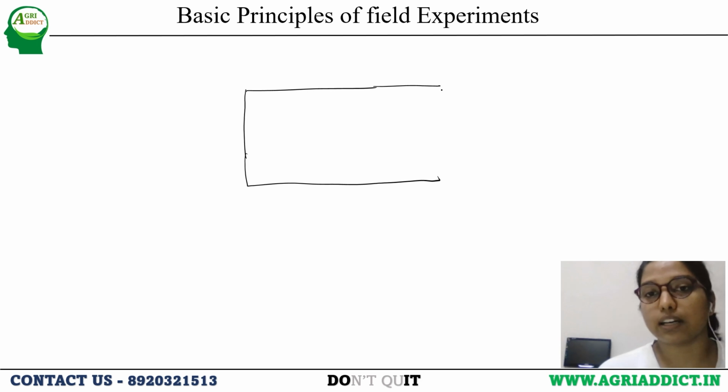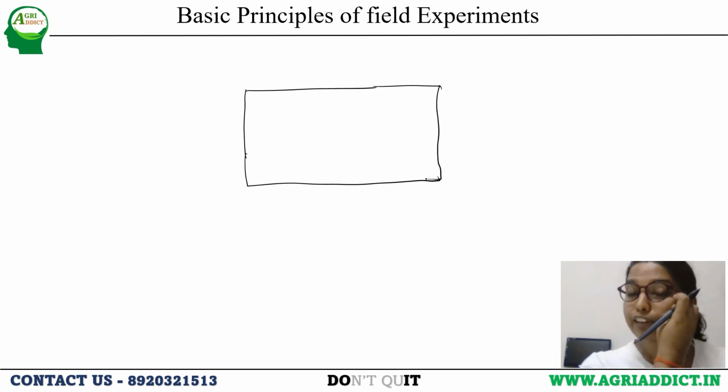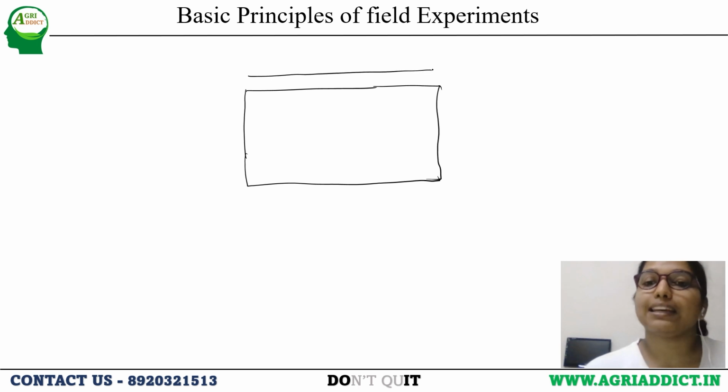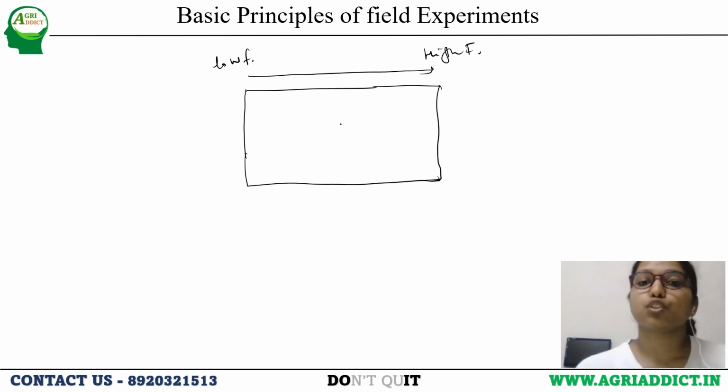We have to conduct an experiment here. And we know that the fertility is varying in this direction. Here it is low fertility and here it is high fertility. So what we'll do to make this field homogeneous, because as we know it is heterogeneous, we'll do blocking. We will make blocks. This is the high fertility zone, block 1.